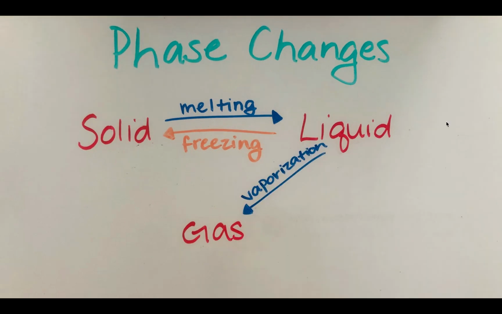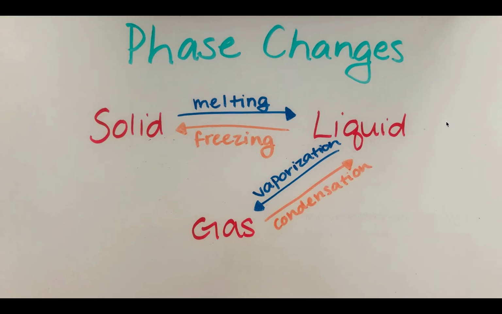To go from liquid to gas, you use vaporization. An example is when water from the ground evaporates on a hot day. To go back from gas to liquid, use condensation. For example, the morning dew when moisture in the air condenses on the grasses that are cooled overnight.